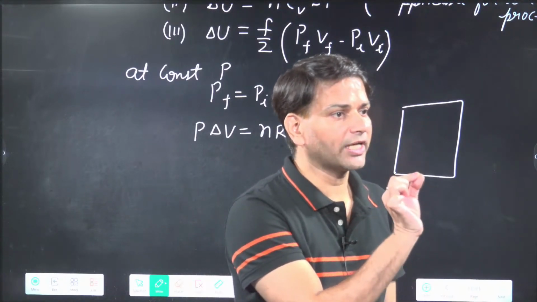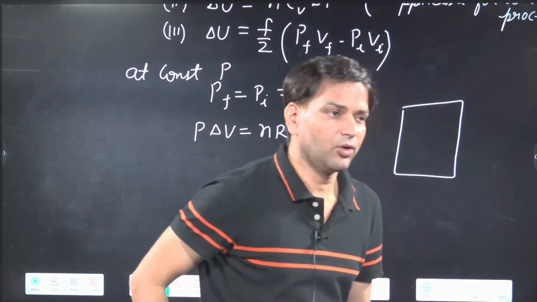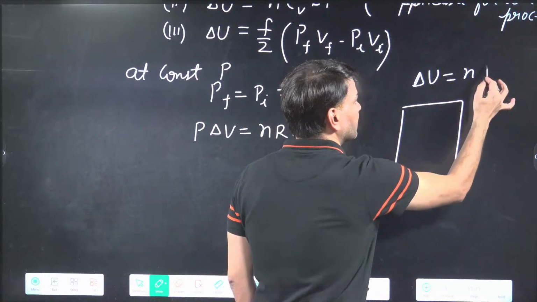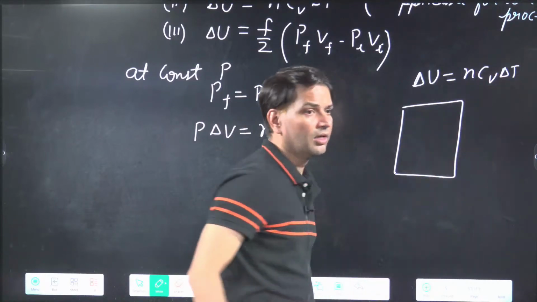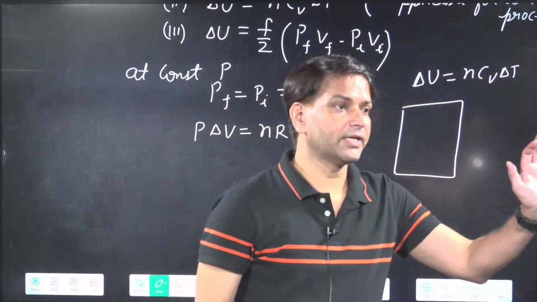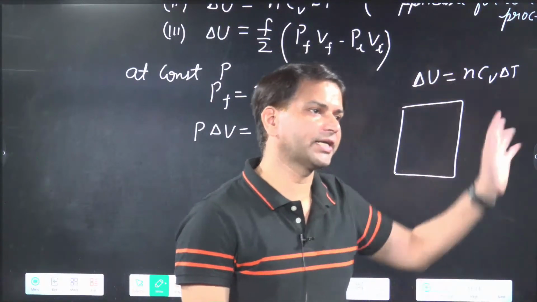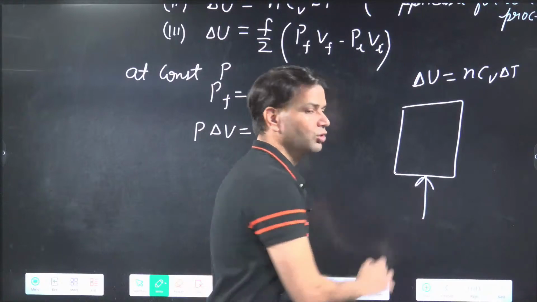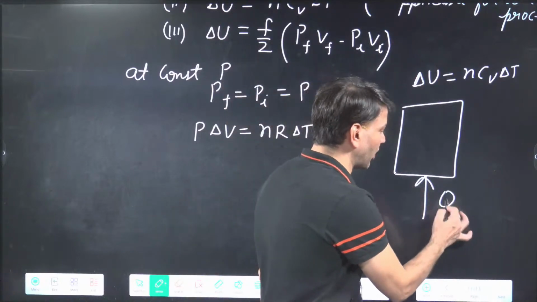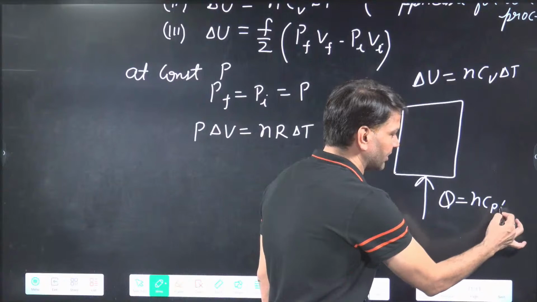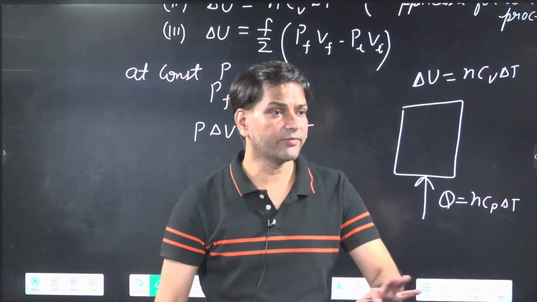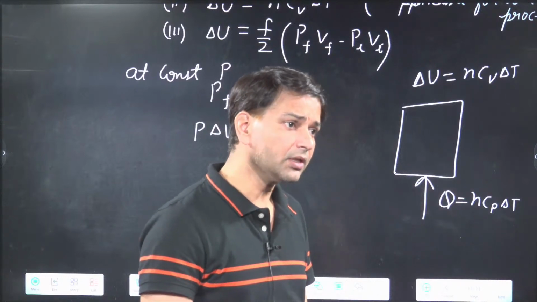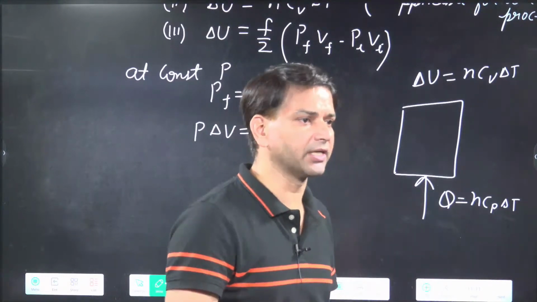Now delta U, what did I get? NCV delta T. But suppose now I am giving the heat not at constant volume, I am giving the heat at constant pressure. So Q, what will I write? Q will change. I will write Q as NCP delta T, since now I am giving the heat at constant pressure.